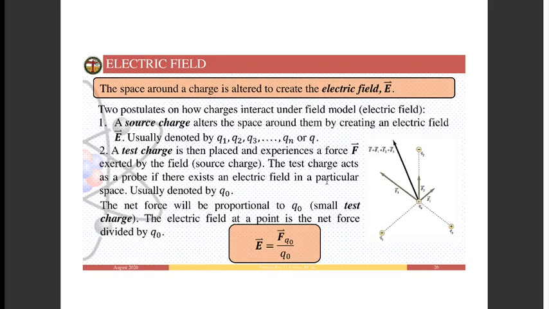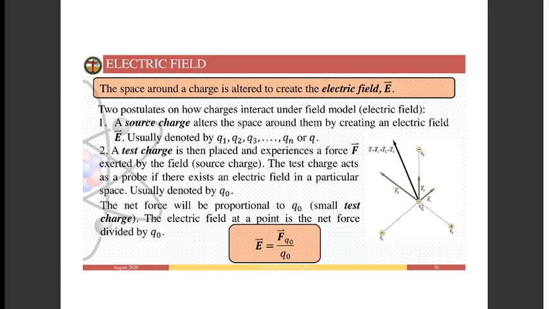Okay, so now what is the relationship between your electric field and the force exerted on the test charge Q sub naught? It is actually given by this equation: E is equal to the force on Q sub naught divided by the amount of charge of Q sub naught. So E is force per unit charge, or per unit test charge. Okay? So this is only true if we assume that your Q sub naught is very small.